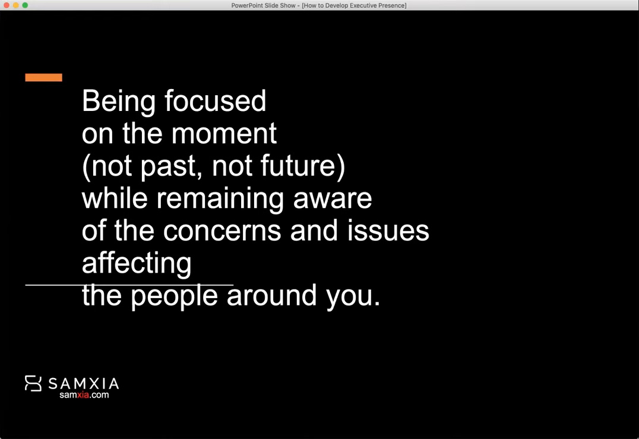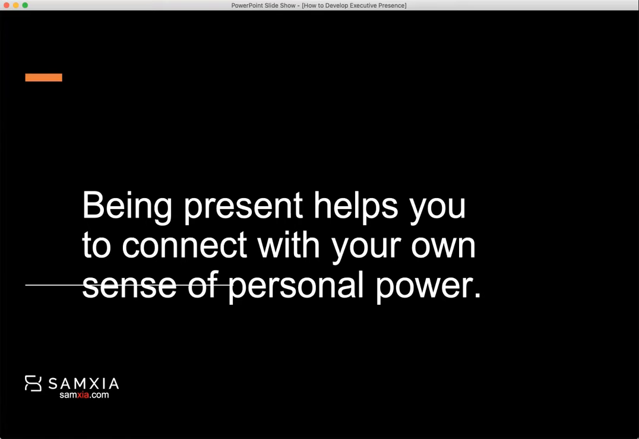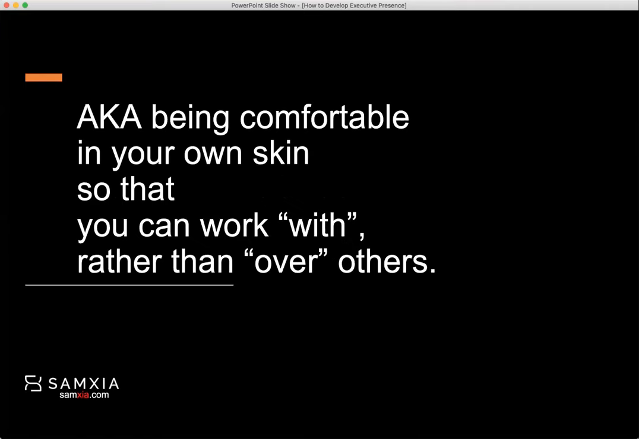And also, while remaining aware of the concerns and the issues affecting the people around you. People in leadership positions have that accountability, that people are looking up to you. So executive presence is very important. And being present helps you connect with your own sense of personal power. When we have that inner strength inside of us, that power radiates externally and people will notice. That is to say that you feel comfortable in your own skin, that you naturally act like you mean it. And you are able to work with other people, not over other people.